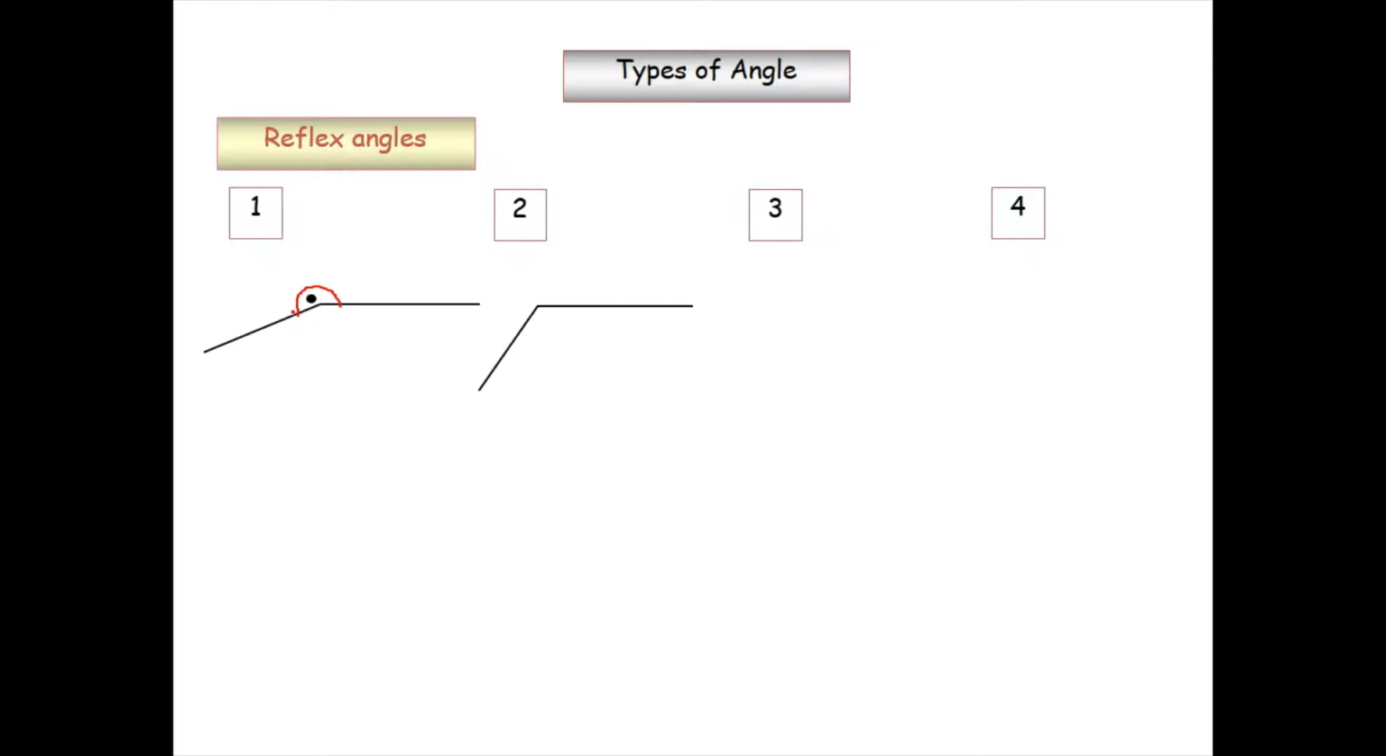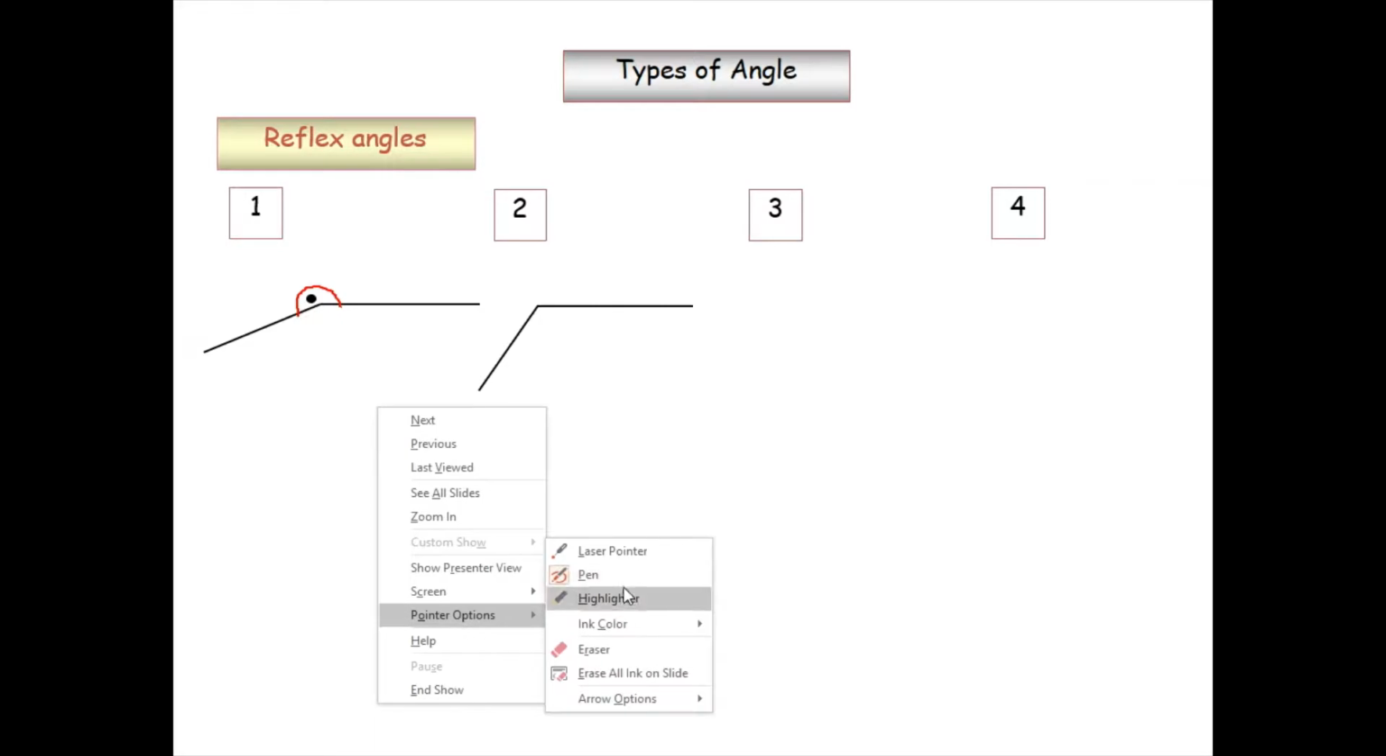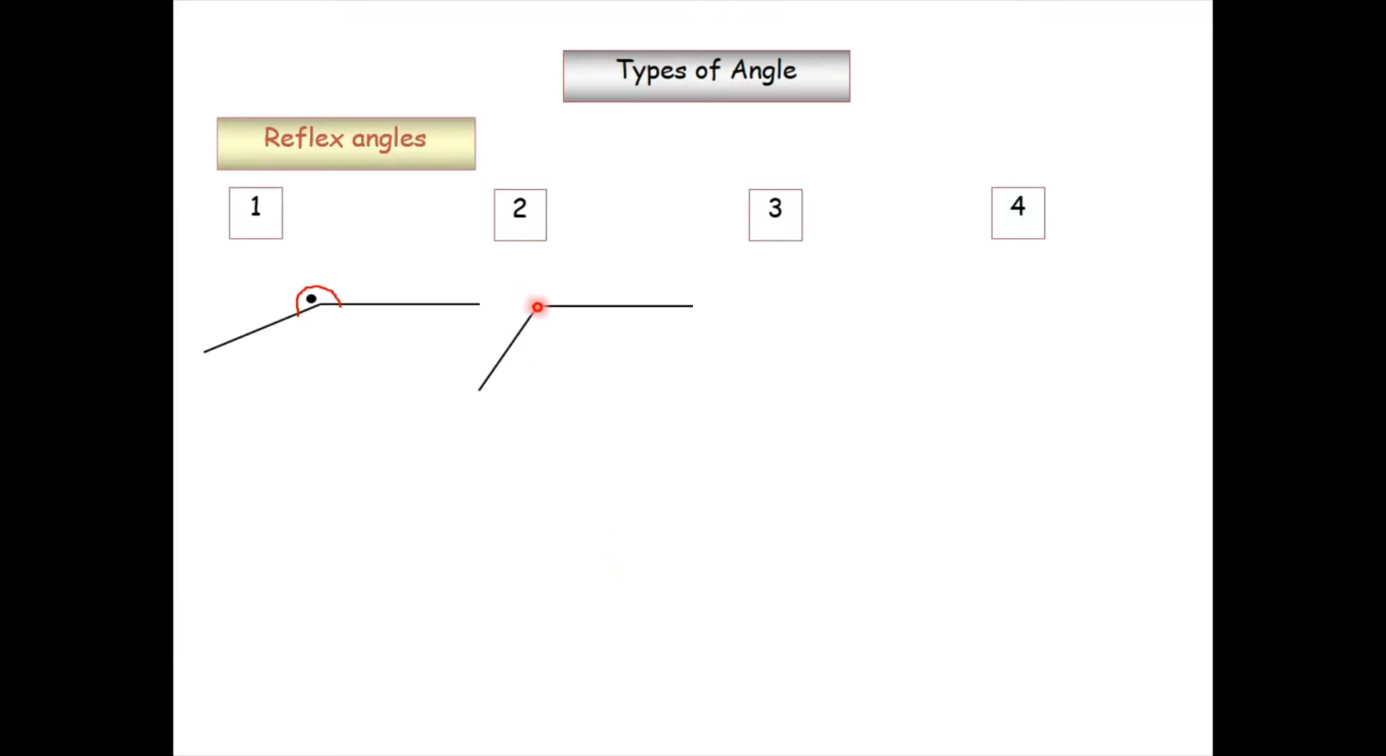It'll be on the outside here. So you can see this angle over here is very large. It is not the inside angle. If it were the inside angle, the black dot would be drawn inside, and the arc that I've drawn would also be on the inside, but it's not the inside angle.